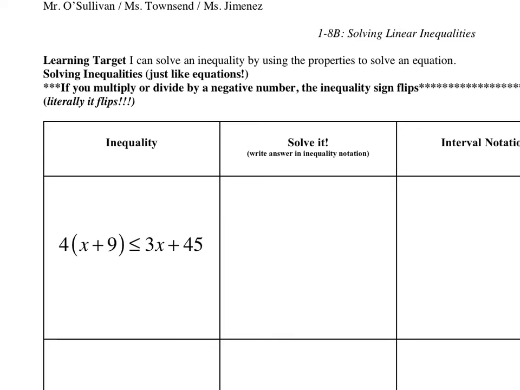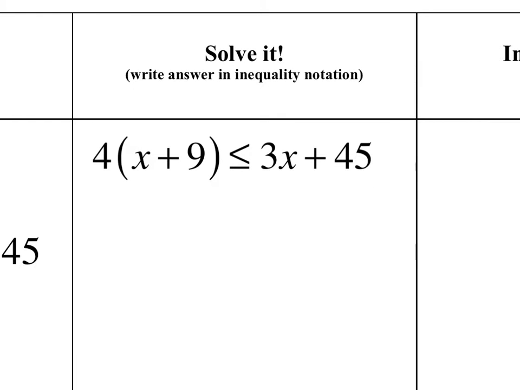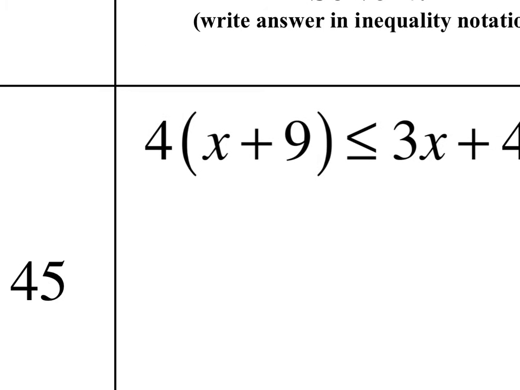Our first inequality is 4 times (x plus 9) is less than or equal to 3x plus 45. The first thing we always do is rewrite our inequality, just like that. Now we're going to solve this inequality for x. If you want, you can rewrite the PCVNA procedure to the left of your inequality.